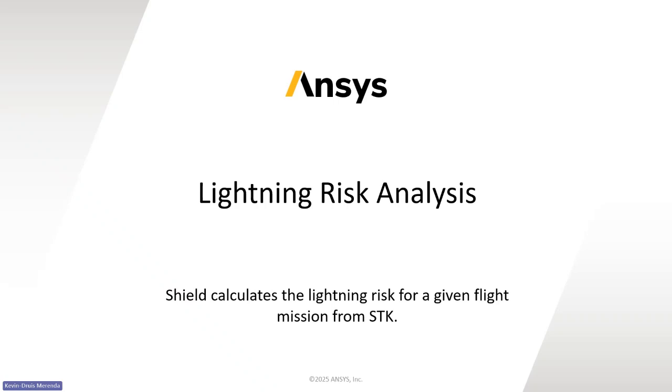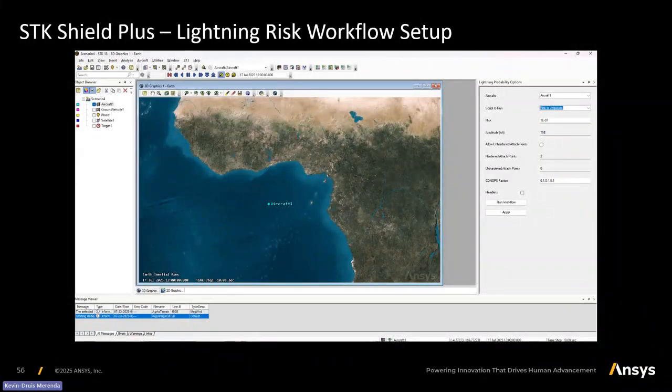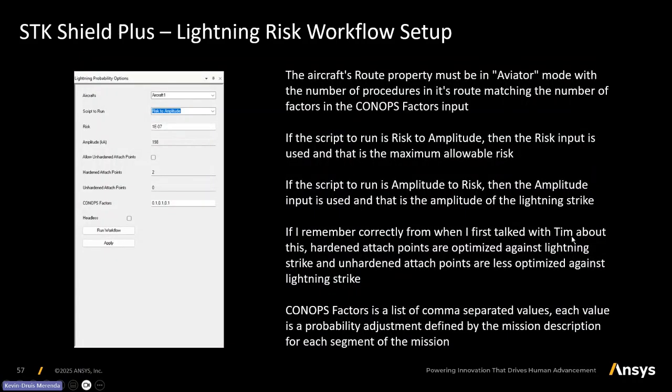And so we have tools that we have exposed and information that we can provide based on the scenario that is designed. So we're selecting our aircraft. It has an actual trajectory in STK, and then we give it the script that we want to run. So we have various analyses that we can run. In this case, we're going to do a risk to amplitude analysis. And then you define the amplitude of the waveform. And then we have also the ConOps factor that has to be provided. So there's a couple details here.